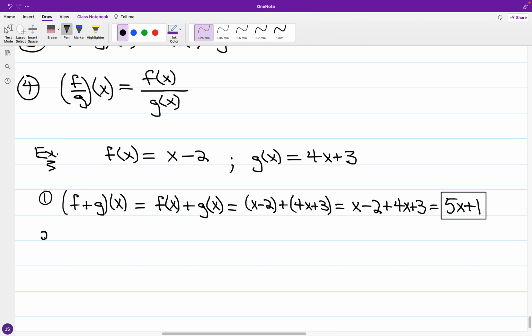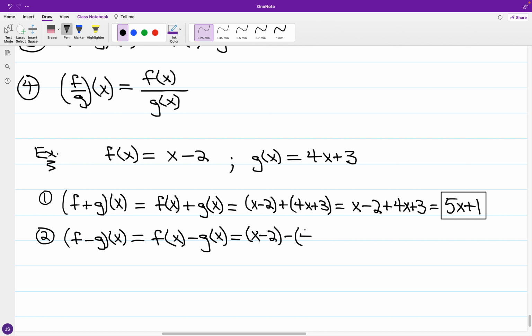Now if I have, let's say, f minus g of x, for f minus g of x, this comes down to f of x minus g of x. So we're still working with the same functions. So I have the quantity of x minus 2 minus, again, minus all of 4x plus 3.